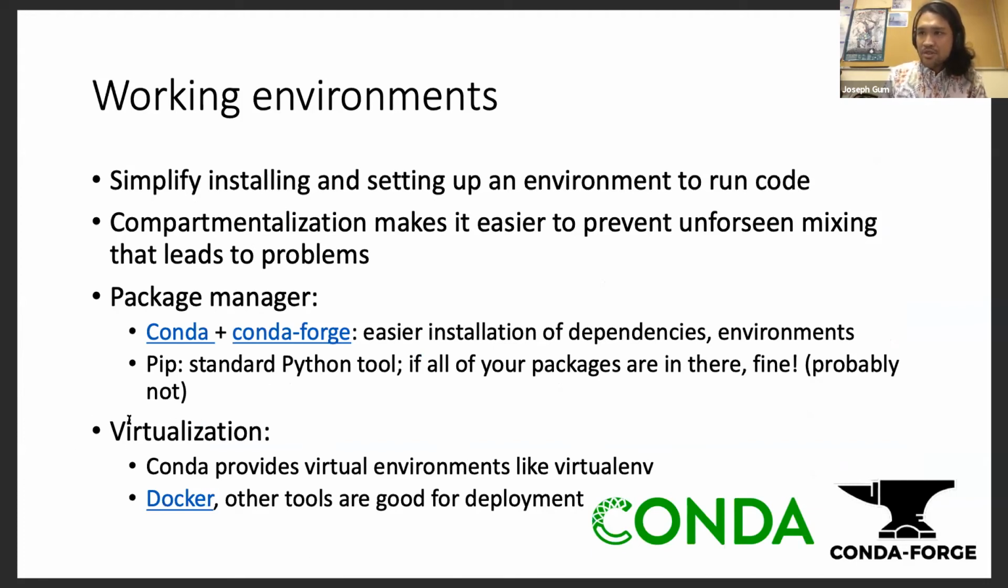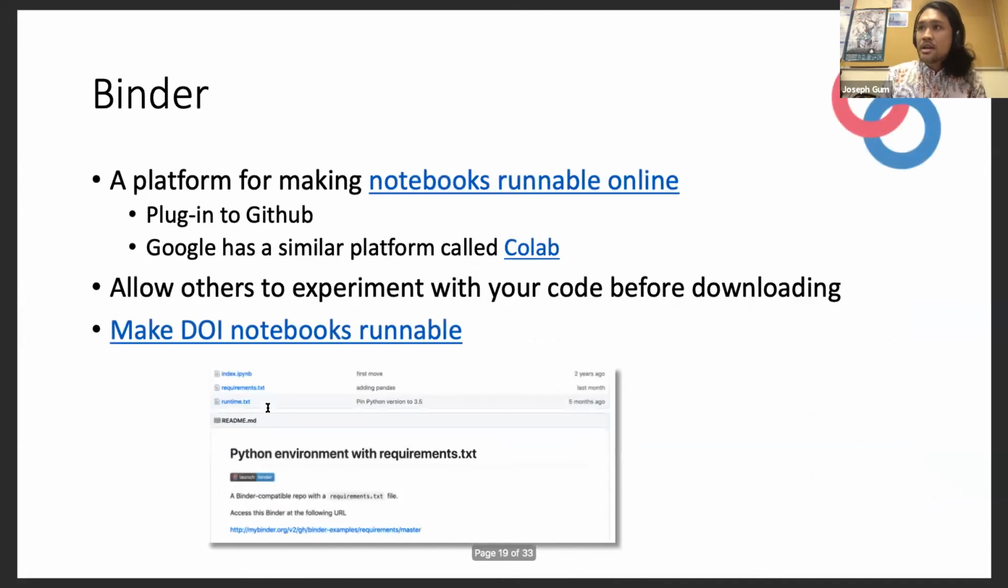There is virtualization. We have virtual environments that Conda provides, but there are also other tools like Docker that can do these things. Binder is a platform for making notebooks runnable online. Google has a similar platform called Colab. It allows others to try out your code before downloading to see if it actually does what they need it to do, or to even just share with other people. And it's a way to make DOI notebooks runnable. So if you have a DOI in your notebook, Binder can load it and then make it run.